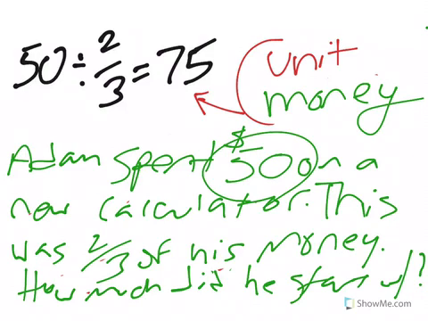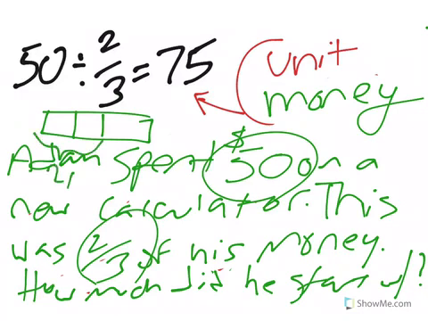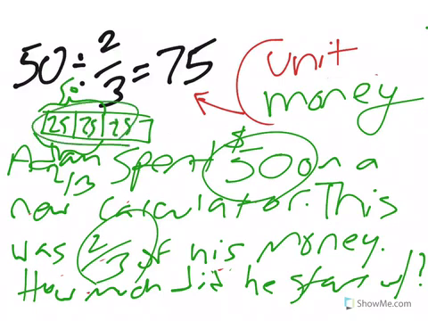Okay, so he spent 50. That was 2/3 of his money. So we know he spent 2/3, and that equals 50. 50 divided by 2, we get the 25 in each. That means this is also 25. He started with 75. There's another example. Samantha used 50 tickets, which was 2/3 of her total, to trade for a new doll at the fair. How many tickets did she start with? So she spent 50 tickets. That was 2/3 of her total. Same exact math problem.